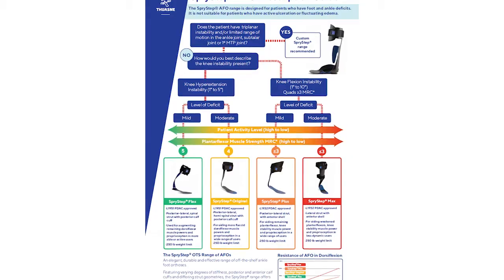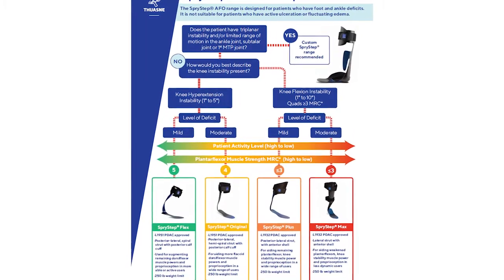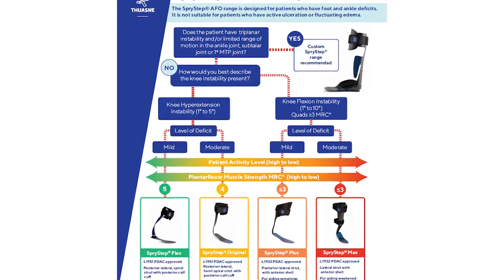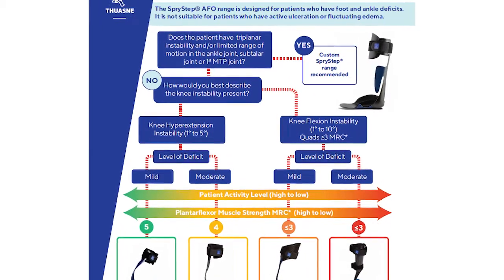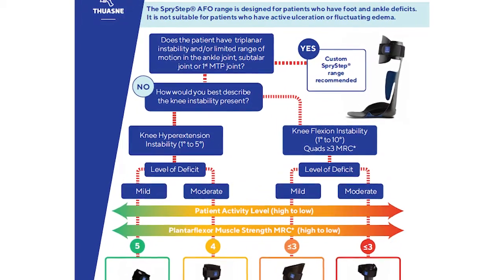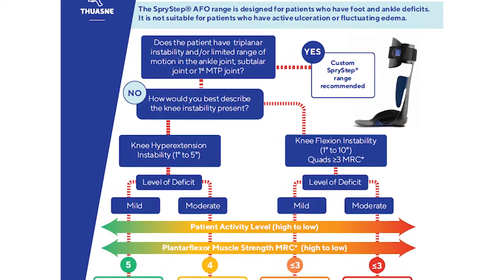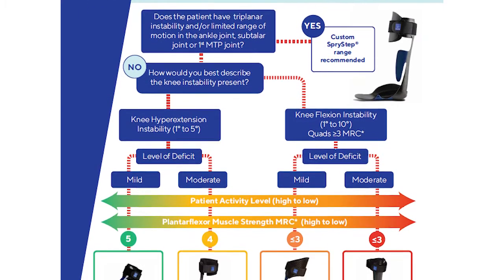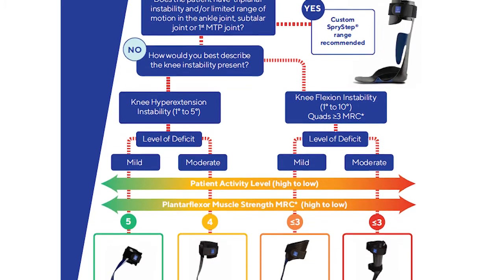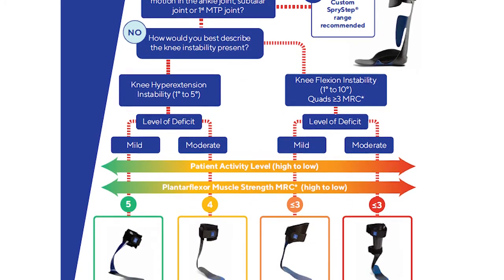We've talked about the SpryStep series overall before, but we designed this prescription guide, which is up on screen, so that it makes it a little bit easier for clinicians to go through the indications for each one of the AFOs. So as we look at the top of the prescription guide, the first question we ask is, is there a need for triplanar control? And if the answer is yes, then we start looking at more of those custom solutions to control the hindfoot, midfoot, and forefoot. If the answer is no to triplanar control, then we start looking at what motions and manual muscle testing we want and see in the patient presentation.